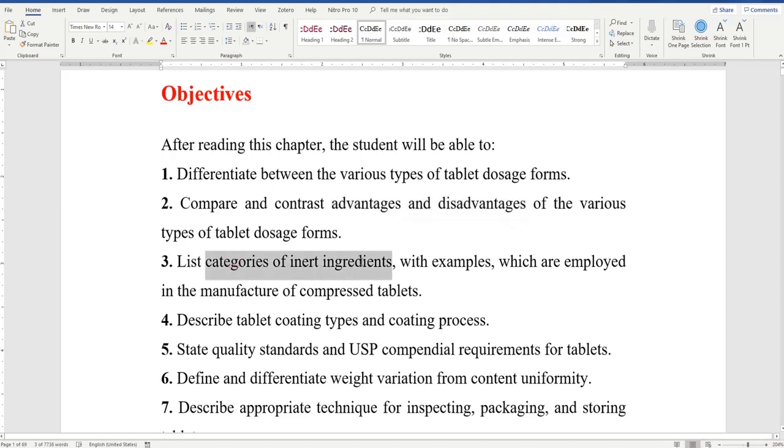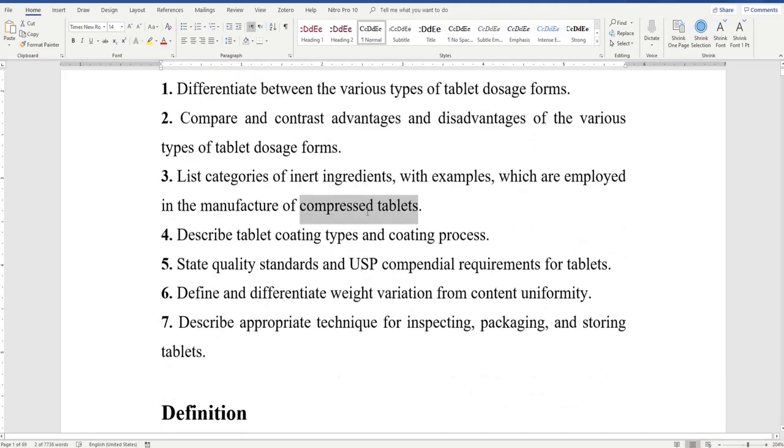Additionally, you need to be acquainted and knowledgeable about the different ingredients that are used with tablets. I'm talking here about the inert ingredients, or what we call excipients. So what are these inerts, and why do we use them when we prepare compressed tablets? Here we are talking about compressed tablets because they are the main form of tablets available in the market.